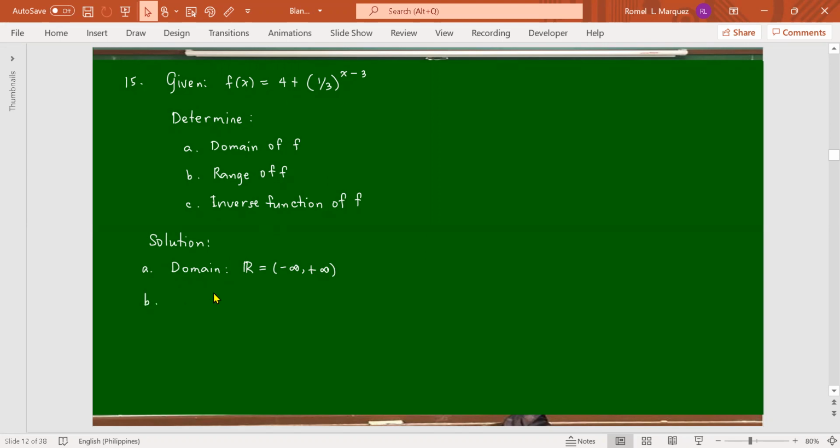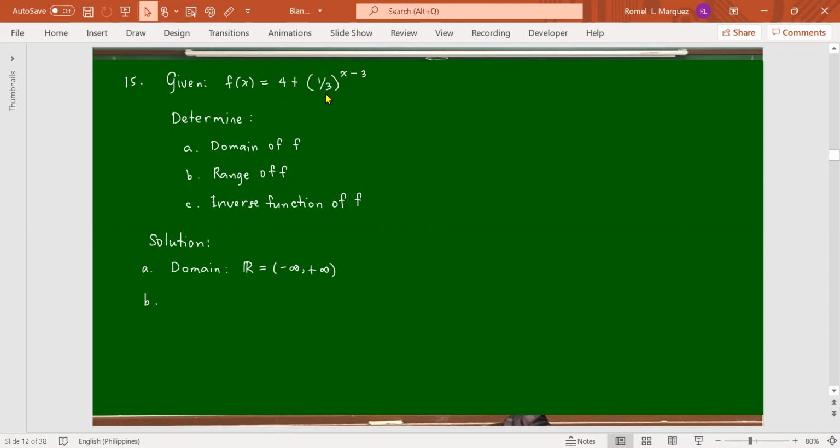So what about the range? The minimum value of this is when x is 3, this is going to be 3 minus 3, 0. So the exponent is 0. So 1. Okay? Plus 4.